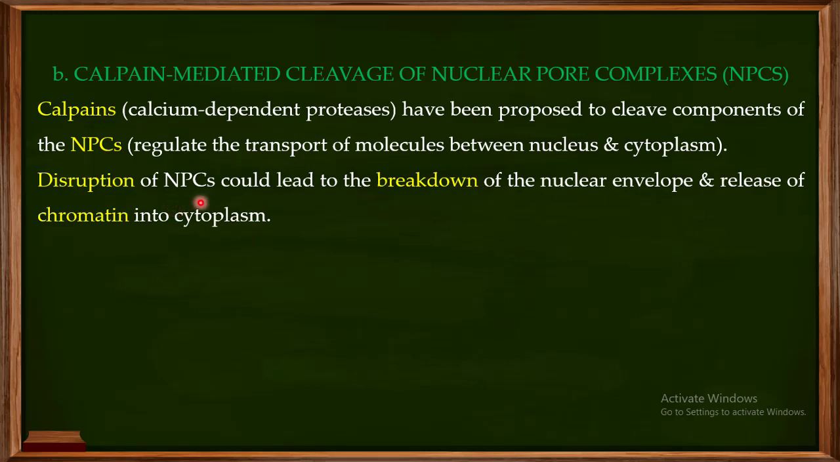So these NPCs are very important for maintaining the structure of the nuclear envelope. If the calpains go for the disruption of the NPCs, that could lead to the breakdown of the nuclear envelope and release of the chromatin into the cytoplasm. And I would say this would be the decondensed chromatin, because the arginines have now been replaced by citrulline. The third mechanism that has been proposed is the chromatin swelling and pressure.